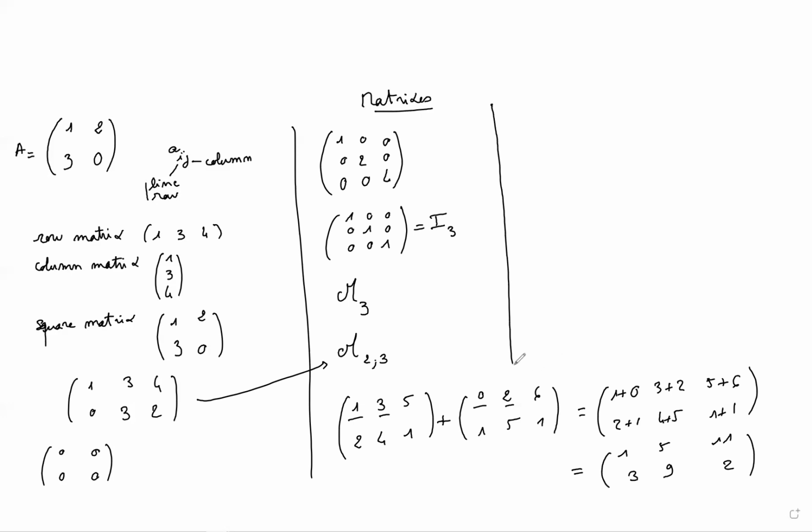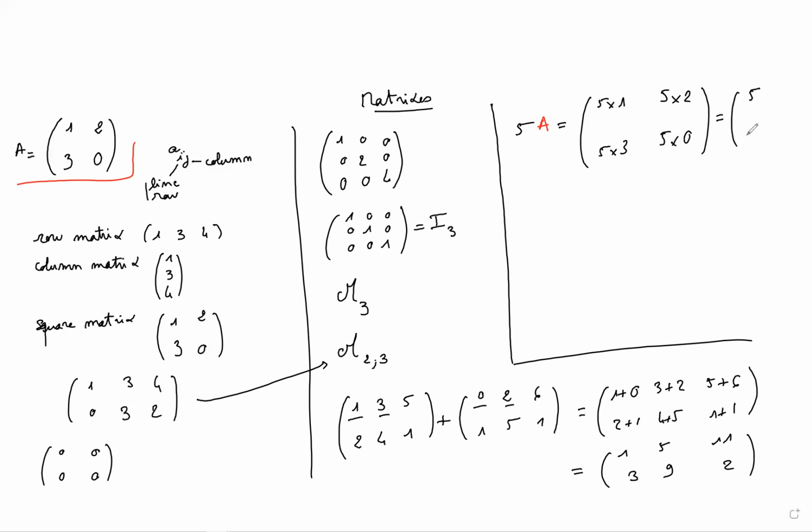If you want to multiply a matrix by a number, for example, 5 times A, I'm taking this matrix A. 5A means that you are simply multiplying every coefficient in the matrix A by 5, which means your final result is going to be 5, 15, 10, and 0. This is just a quick overview. So if you want more precision, I gave you the URL of another video.